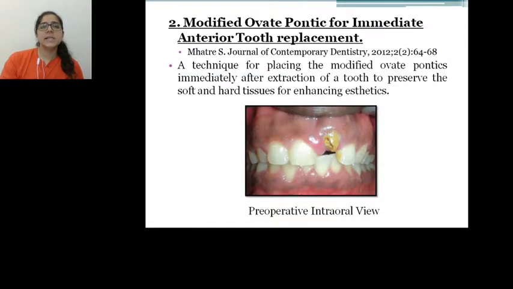The next article is modified ovate pontic for immediate anterior tooth replacement. So they have given a technique for placing the modified ovate pontics immediately after extraction of the tooth to preserve the soft and hard tissue for enhancing aesthetics. So this is the intraoral view of the site, which has 2-1 as the root stump, and 1-1 and 2-2 are to be used as abutment teeth.